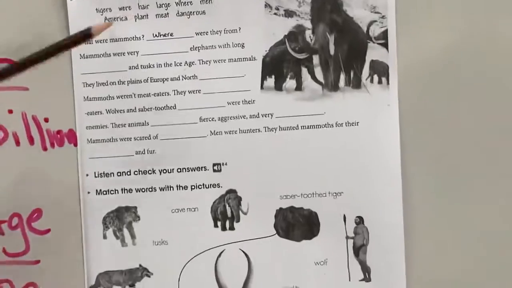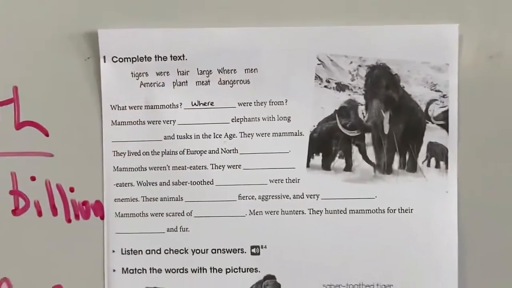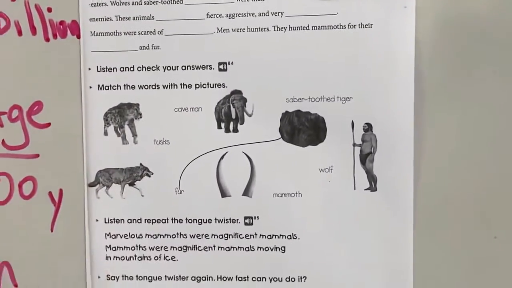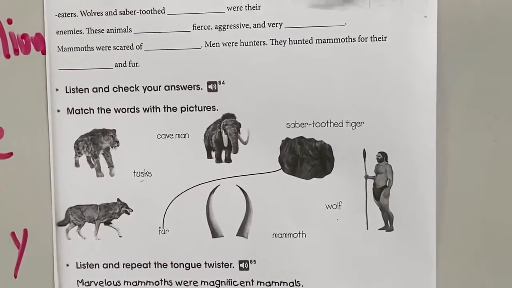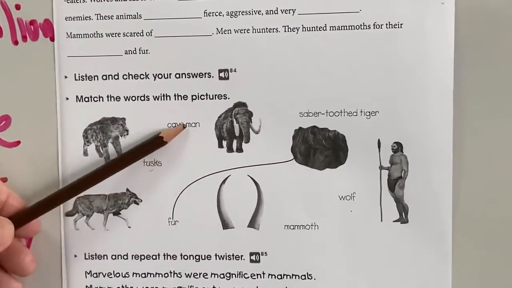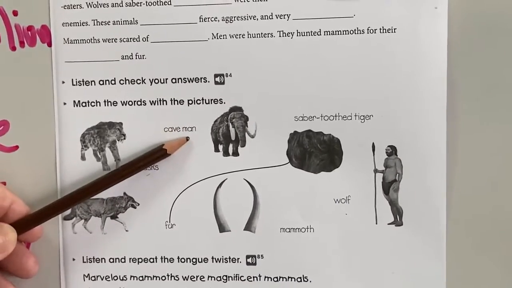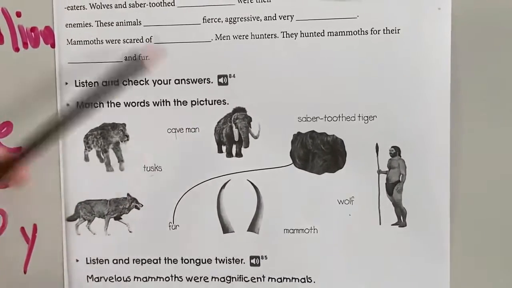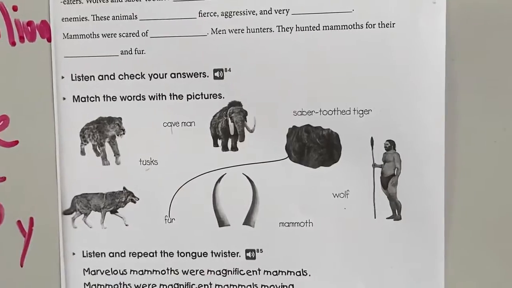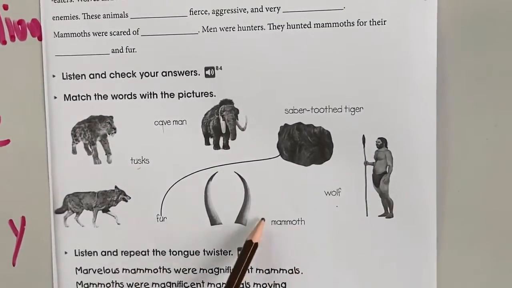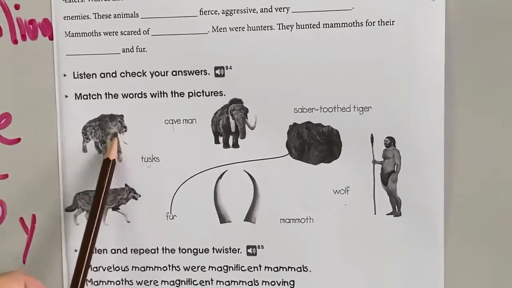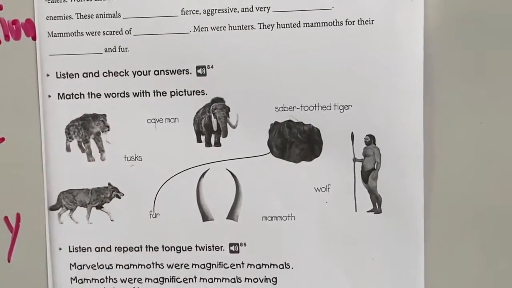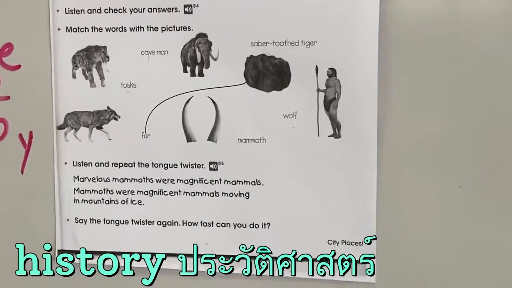Okay, so let's put those words into there and then let's match these with the pictures, okay? So tusks, elephants still have tusks. Caveman, okay, early people lived in caves, hadn't got around to building houses by that time. Wolf, a mammoth, okay, and there's our tiger with big teeth called a saber-toothed tiger. So that's a little bit of our history.